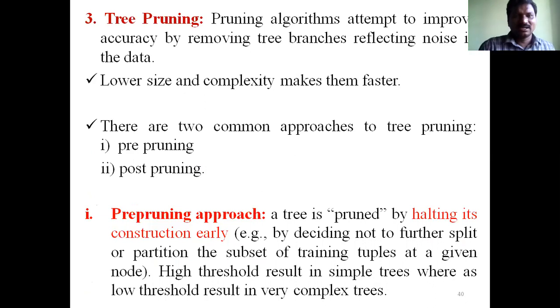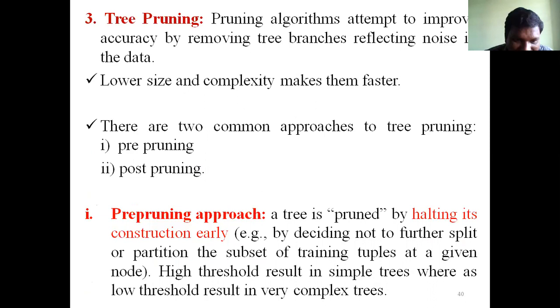Once you draw the tree, there are tree pruning methods. What is tree pruning? Pruning in the sense of cutting. The pruning algorithm attempts to improve the accuracy by removing tree branches reflecting the noise. If there is noise here, how can you remove that noise in a tree?